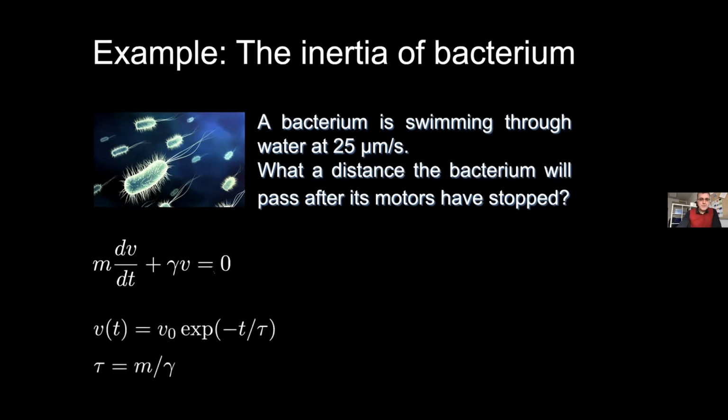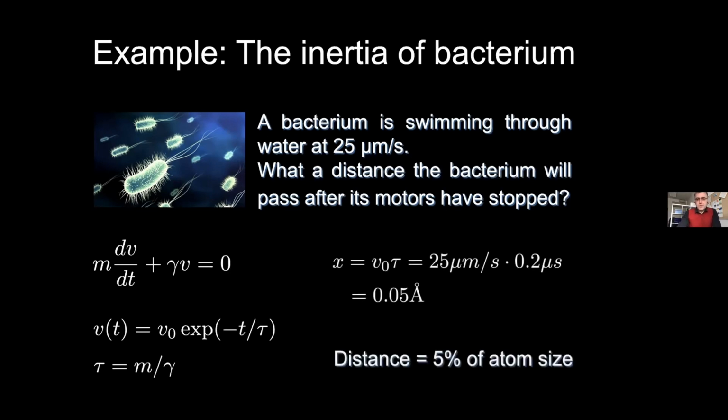And if you solve these equations, you will get this exponential behavior of velocity. So velocity decreases exponentially, and you can also calculate typical time for stopping here. So the typical time is the ratio between mass term and this friction coefficient. Interesting part appears when you put some numbers here. If you put some numbers and you calculate this tau, you will see that actually this tau is 0.2 microseconds.